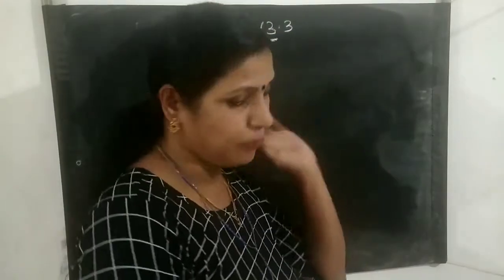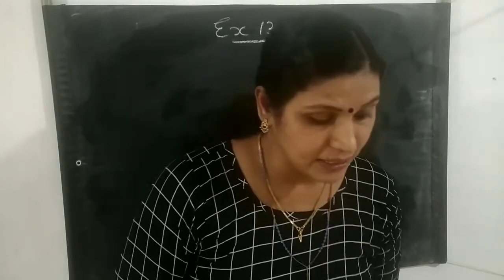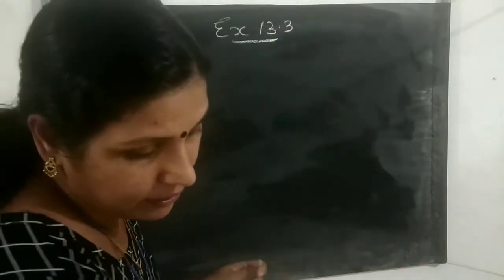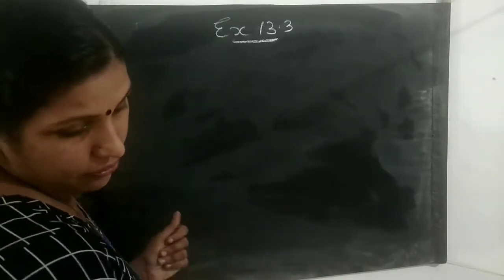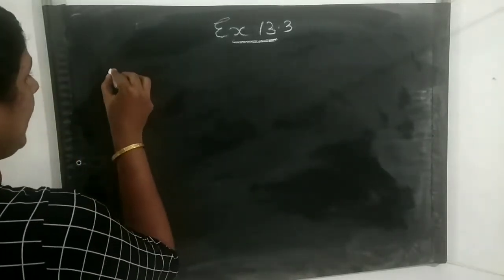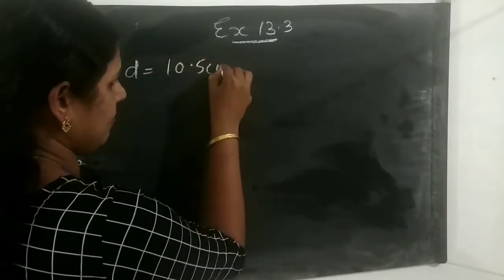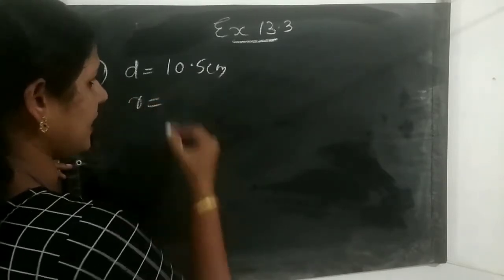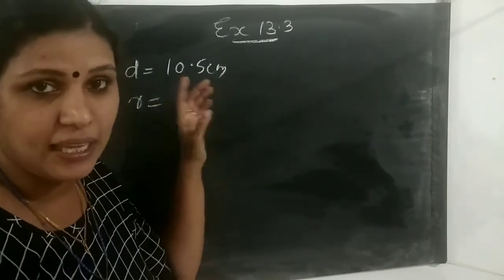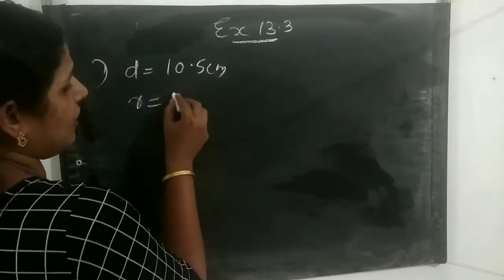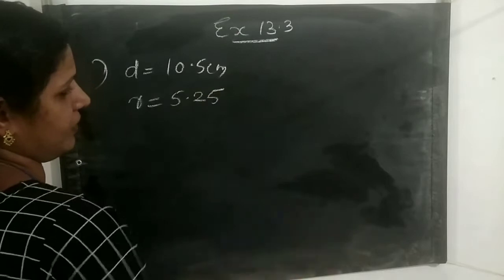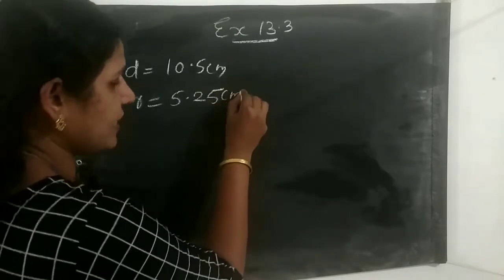Okay. Now we are going to exercise 13.3. The first question is, diameter of the base of a cone is 10.5 cm and its slant height is 10 cm. Find its curved surface area. So the given one is diameter D equal to 10.5 centimeter. From this, what is the radius? The half of this, that is 5.25. Isn't it?